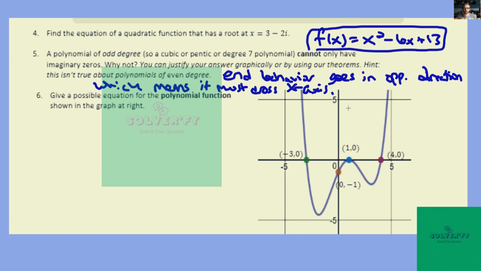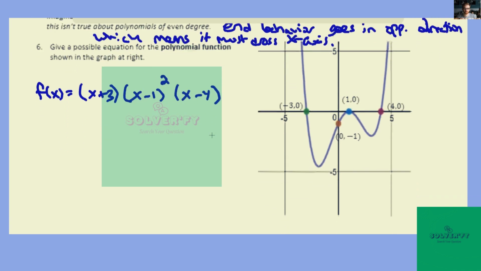A possible function for what we see graphed, if we write it in factored form first, since it goes through negative 3, then x plus 3 is a factor. It goes through 1, 0, touches and turns around. That means x minus 1 is a factor of multiplicity 2, and it goes through 4, so x minus 4 must be a factor.